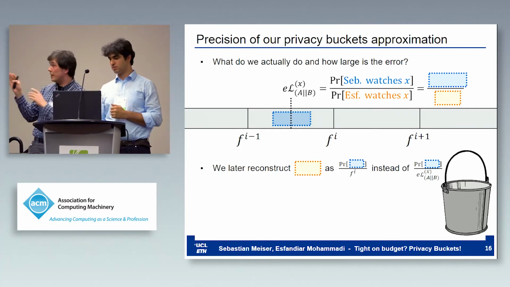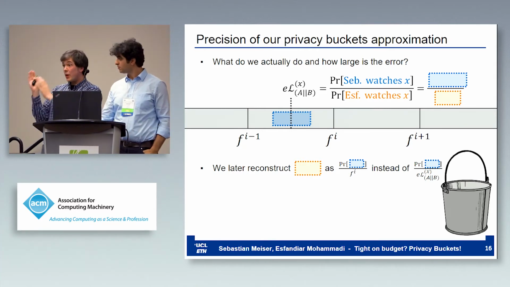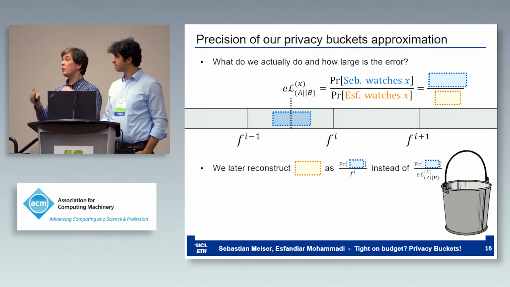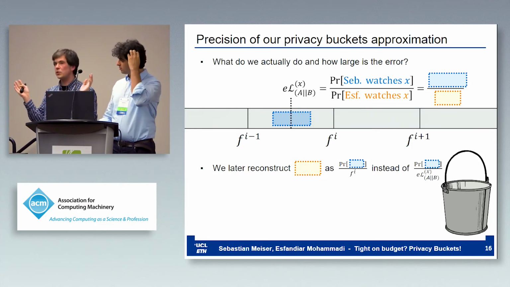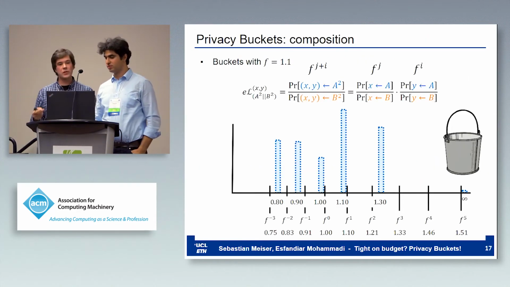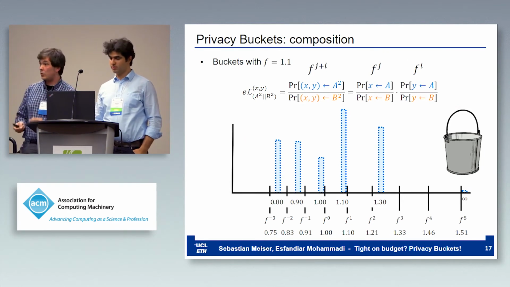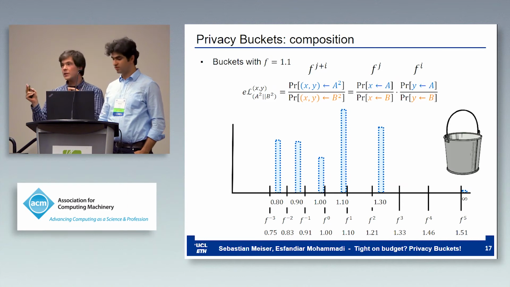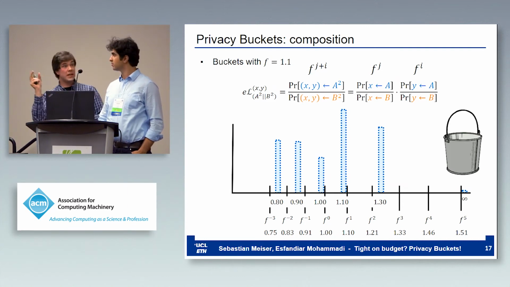So, just real quick, what we see is that the real privacy loss is between f to the i minus 1 and f to the i, and we over-approximate that by saying, let's just assume it's f to the i, right? Okay, cool. Now, how does composition look? Now we can see that since we only look at f to the i and f to the j here, we can just sum the exponents.